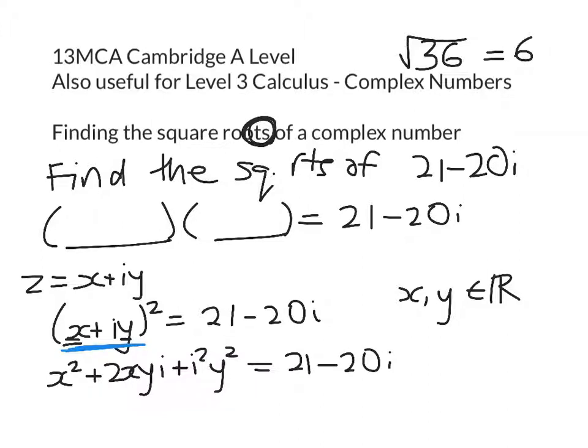To have two complex numbers be equal, we need the real part to be equal and the imaginary part to be equal. So here, my real part is x squared minus y squared, just working with that i squared, plus 2xyi is equal to 21 minus 20i. So we're now going to equate this with 21 and this, the 2xy, with negative 20.